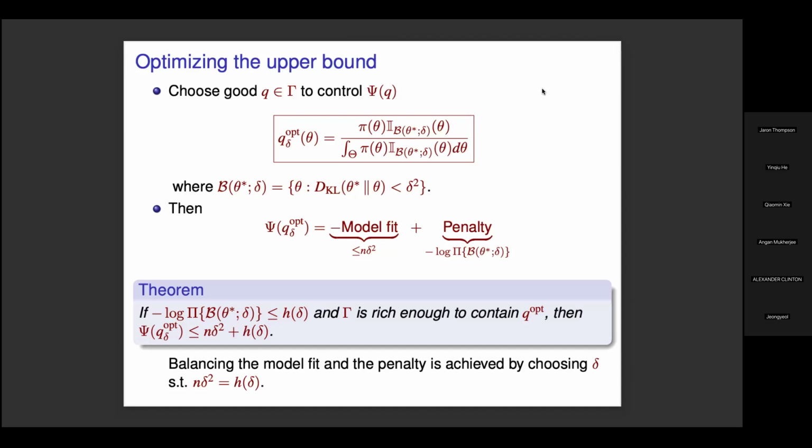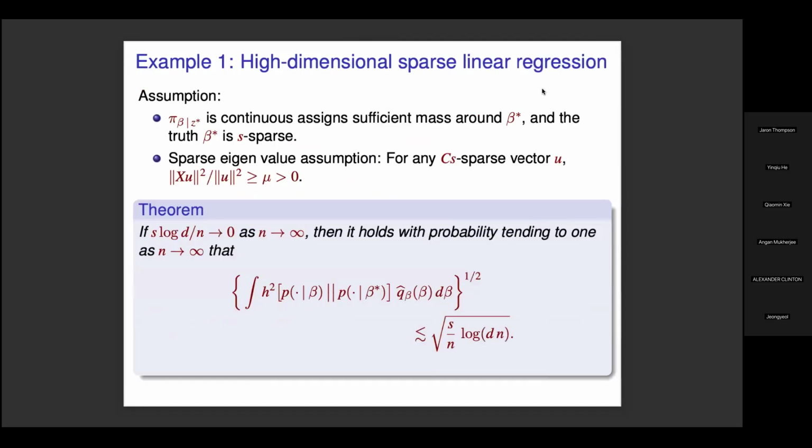Let's look at an example, going back to high dimensional sparse linear regression. If we start with some sparsity assumption and some assumption on identifiability of the model, like the sparse singular value assumption, we know that the posterior is optimal. And under the same assumption, we can show that the variational optimizer under the mean field family is also minimax optimal.